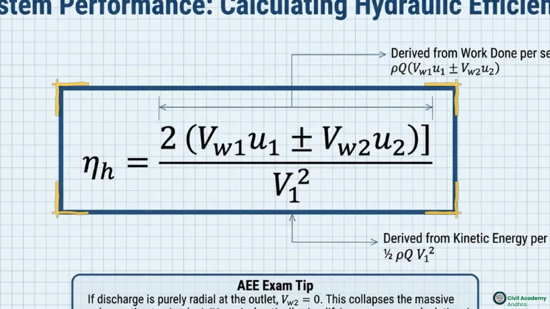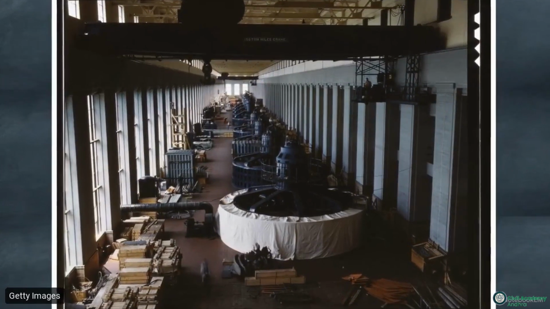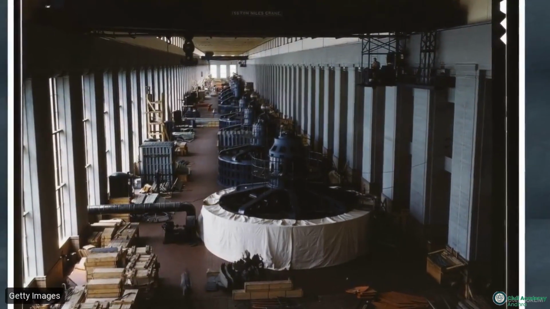For exam purposes, a critical shortcut is available. If the discharge is purely radial at the outlet, final velocity of whirl is zero. Setting that variable to zero reduces the efficiency equation to a simple product: mass flow rate, initial velocity of whirl, and initial blade speed. Euler's angular momentum equation scales the impulse momentum principle to the rotating systems used in modern hydroelectric dams.